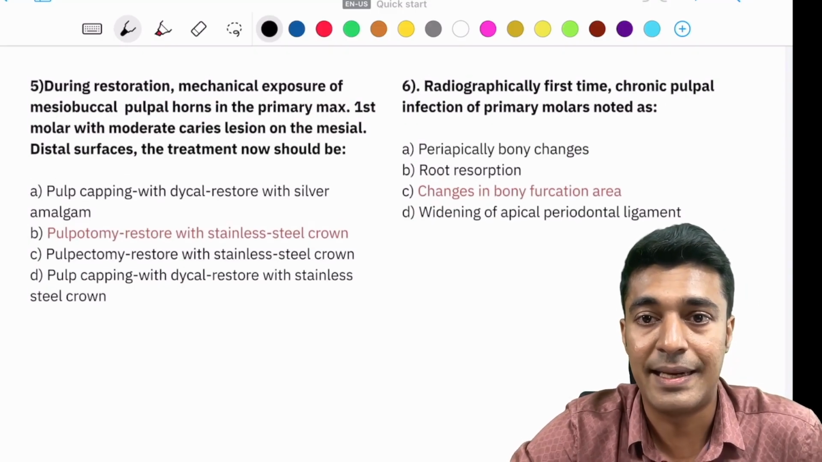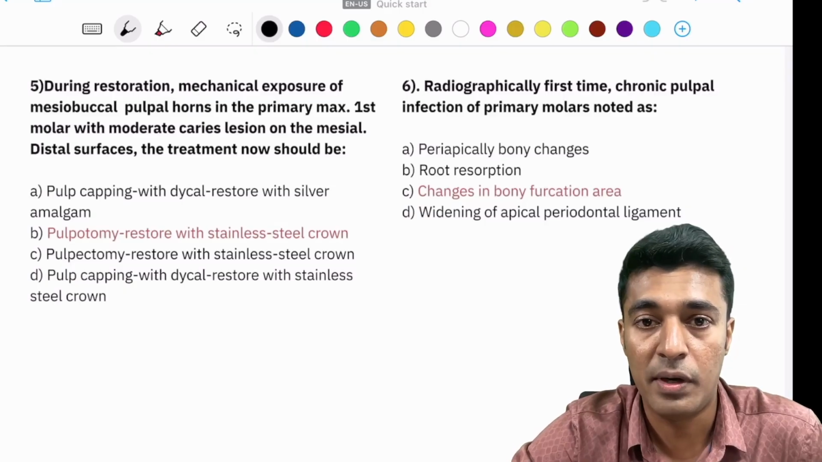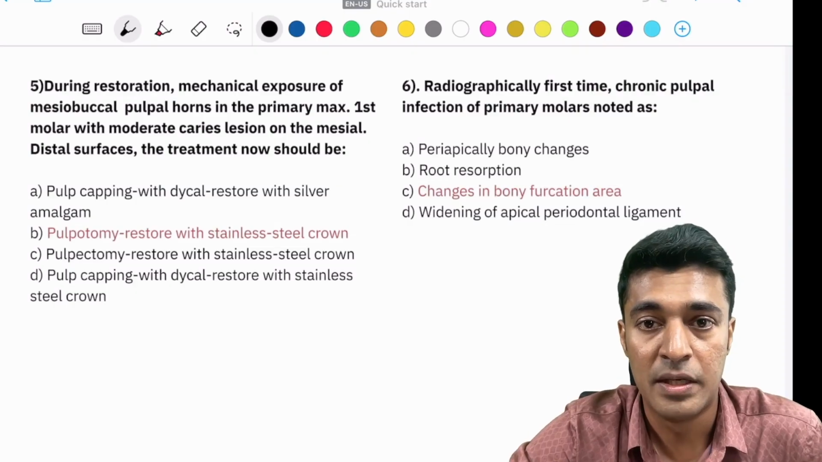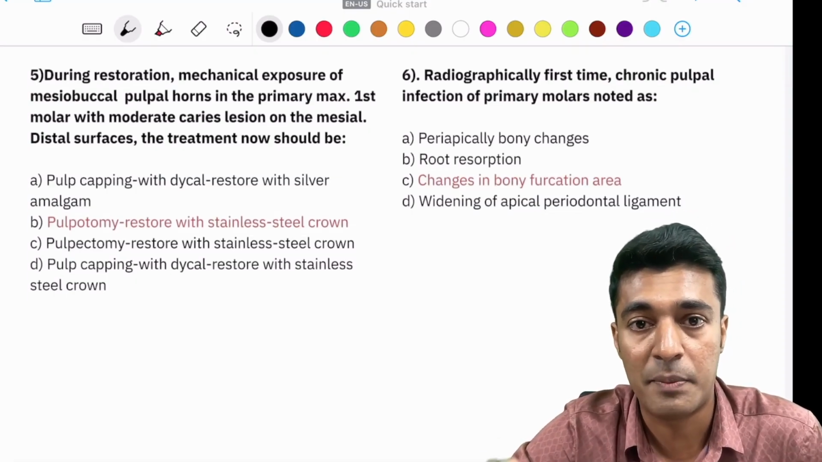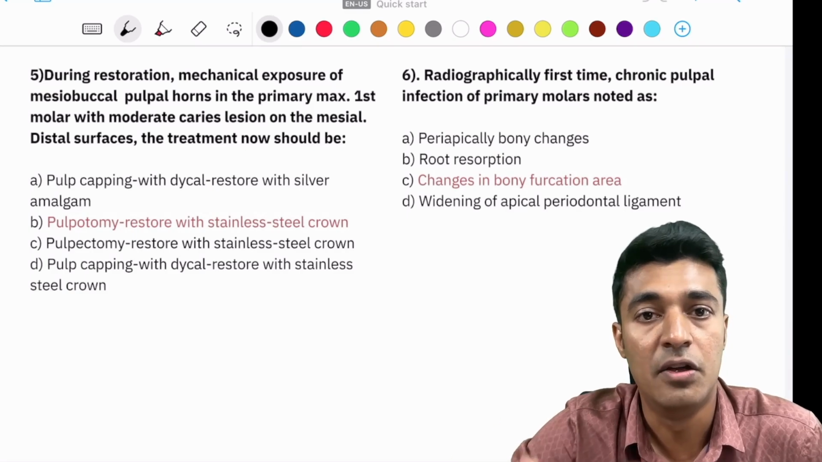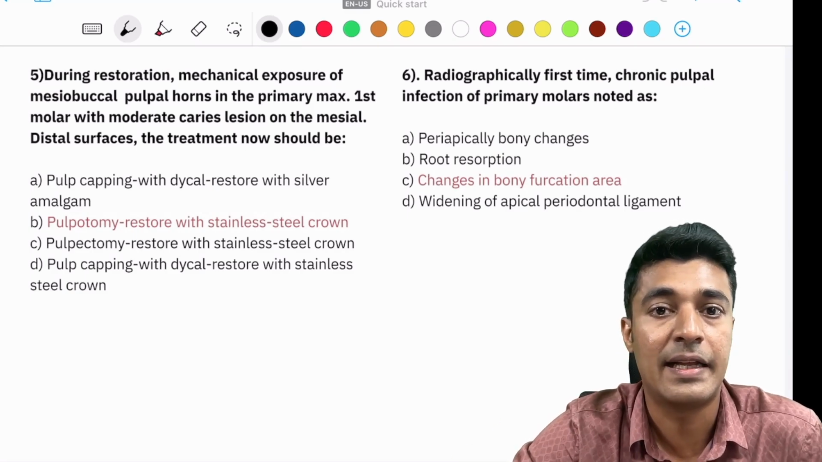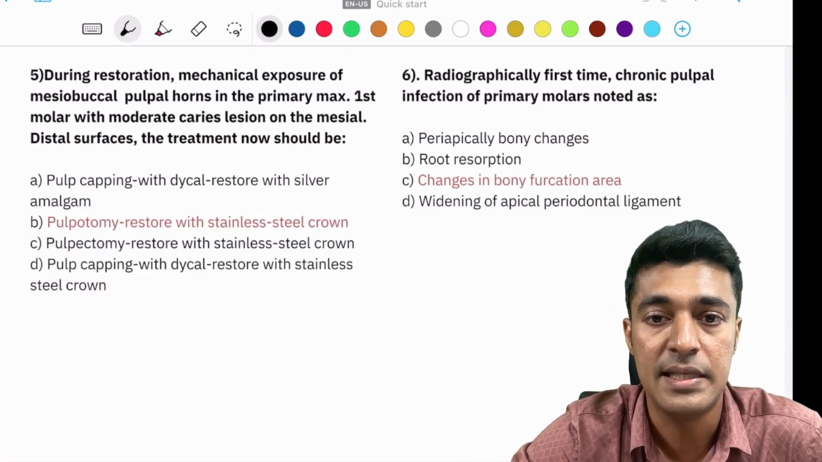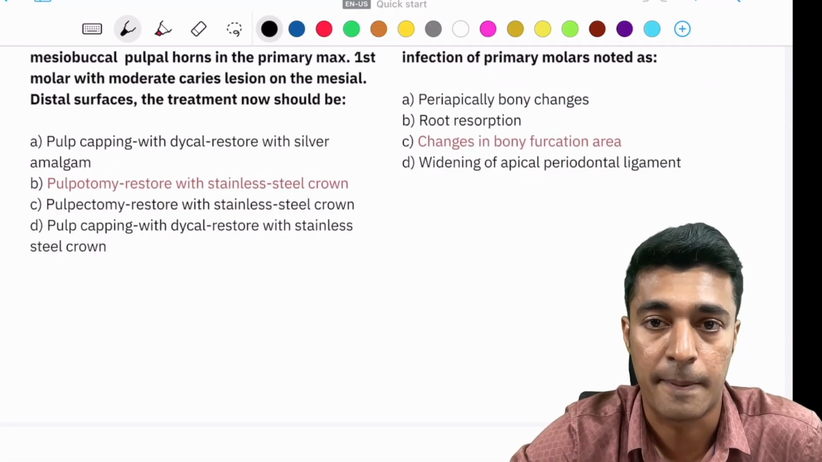Question number 6. Radiographically, first sign of chronic pulpal infection of the primary molars is noted as? So if there is a chronic pulpal infection, there will be changes in the furcation area. Interradicular radiolucency will be present. So the answer for that is option C, changes in bony furcation area.